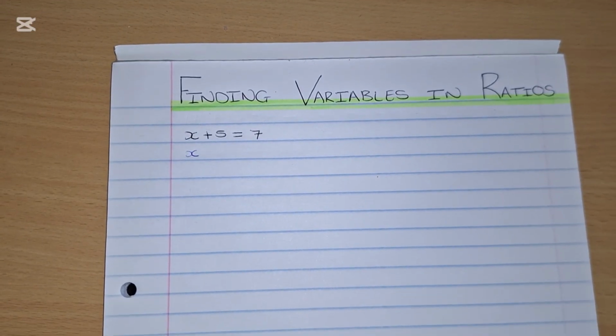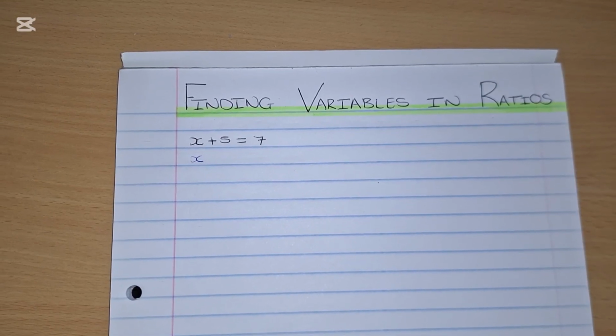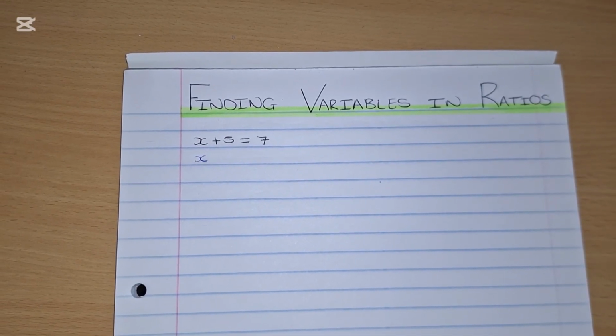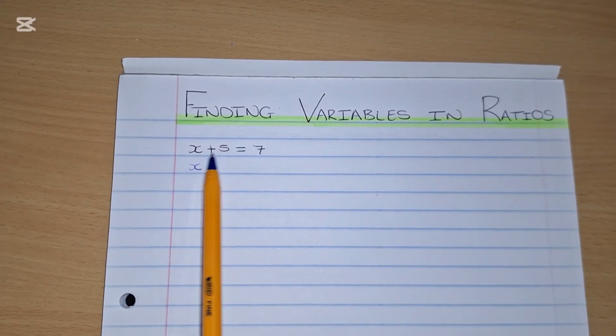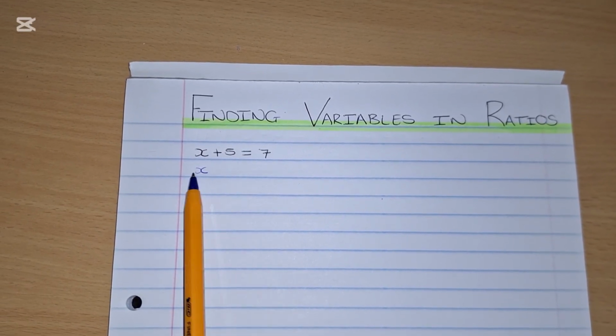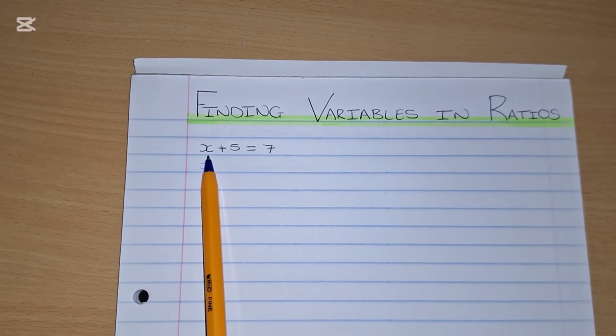Hi guys, so in today's video we are going to be looking at finding variables in ratios. But first let us recap what you should know from grade 7. So your teacher could have given you x plus 5 is equal to 7. Just ignore this x for now, meaning we now needed to find the value of x.